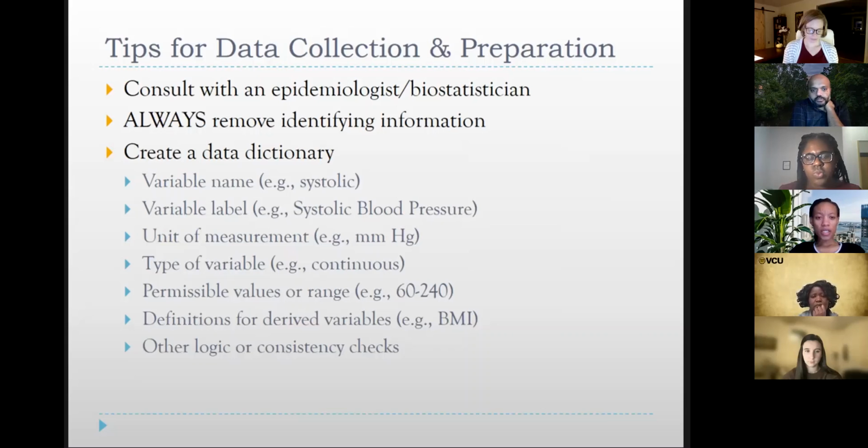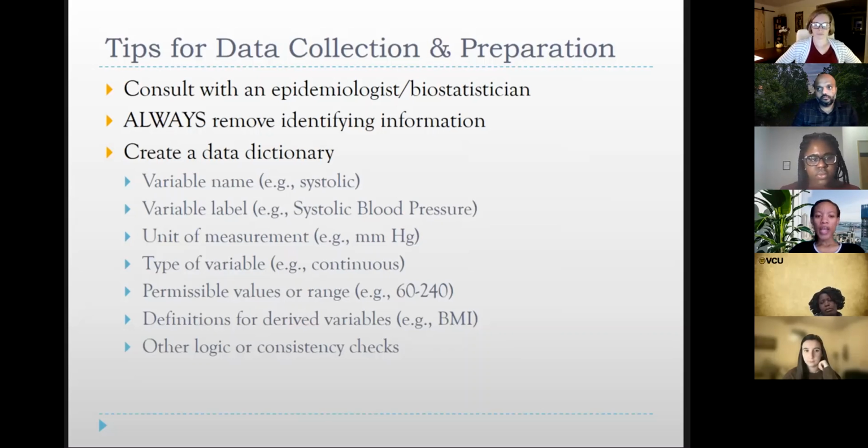But as far as the data collection and preparation, you want to make sure that you create what we call a data dictionary. This is just a basic Word or Excel document most of the time with the pertinent information on the data that you plan to collect. So all of the items that you want to have included in your study. Some of those things may include variable names, labels, the unit of measurement, the type of variable, the permissible values or range, the definitions for derived variables, and then other logic or consistency checks. I'll give examples for each of those.